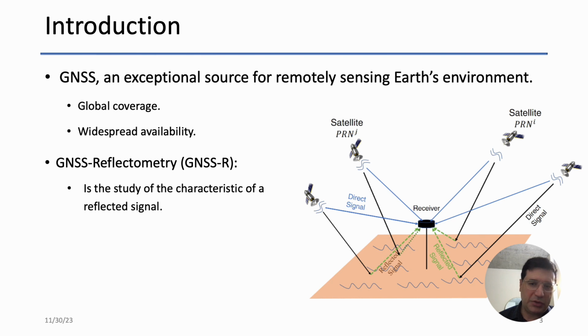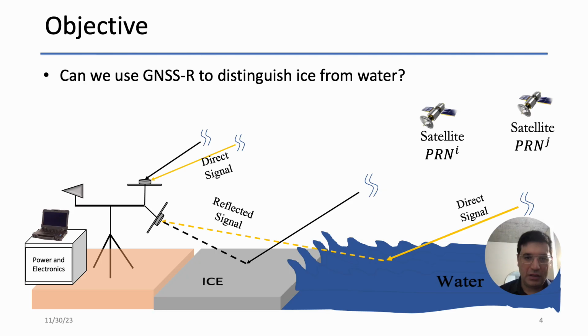It has been demonstrated that GNSS reflected signals contain valuable information about the surface from which they are reflected. In addition, global coverage and widespread availability make GNSS an exceptional source for remotely sensing Earth's environment. In this work, we seek to investigate the feasibility of using GNSS-R to distinguish ice from water.